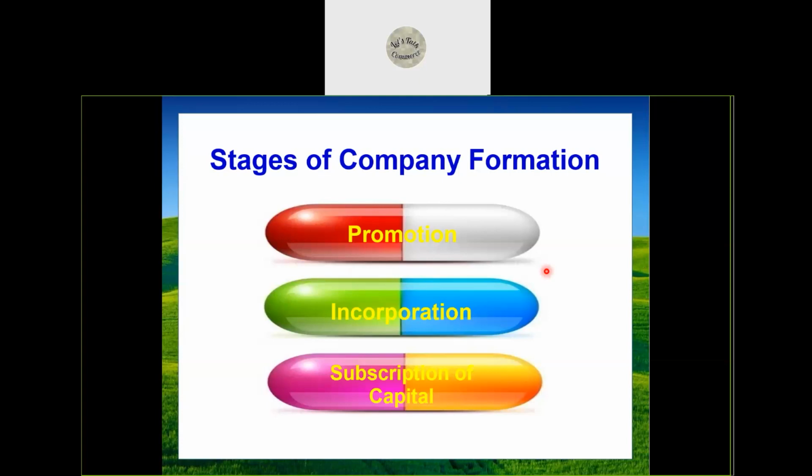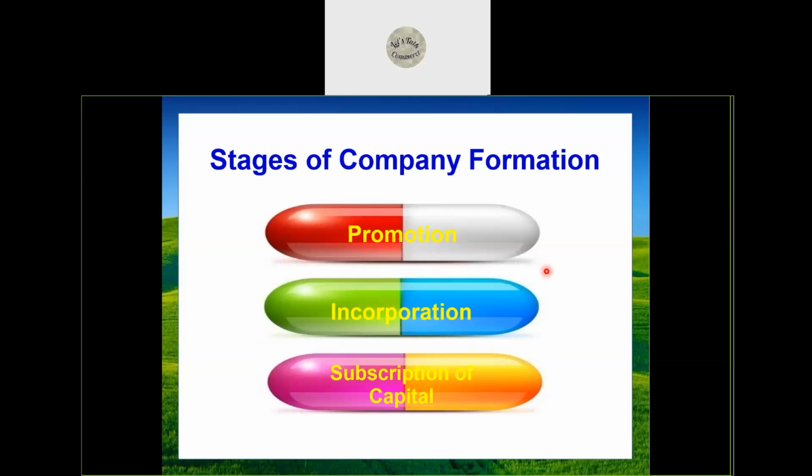It is a long process. There are stages. 4 stages are there in the formation of a company. We will be studying in this topic formation of a company. Formation of a company means bringing a company into existence and starting its business. It involves completion of a lot of legal formalities and procedures.